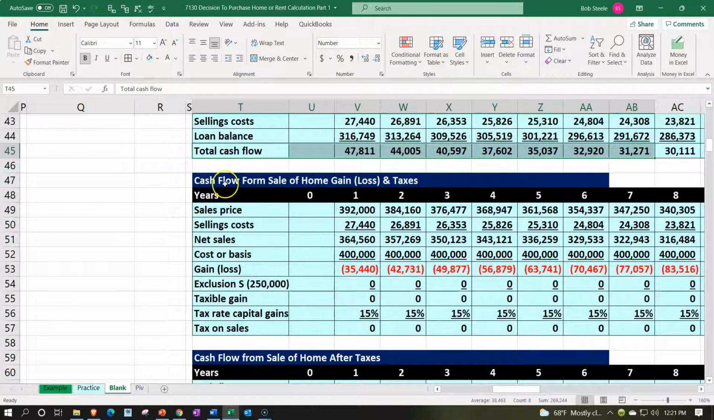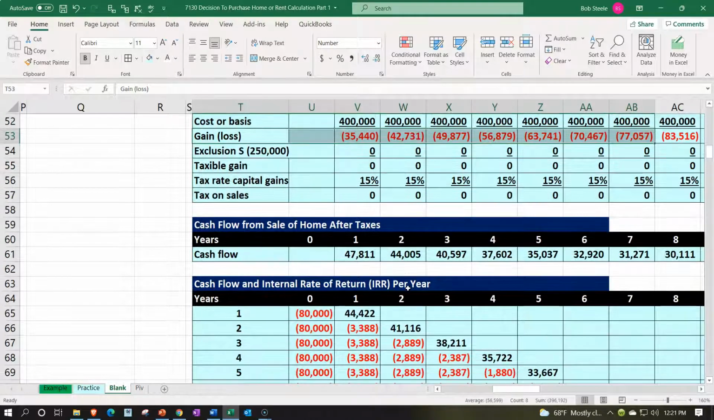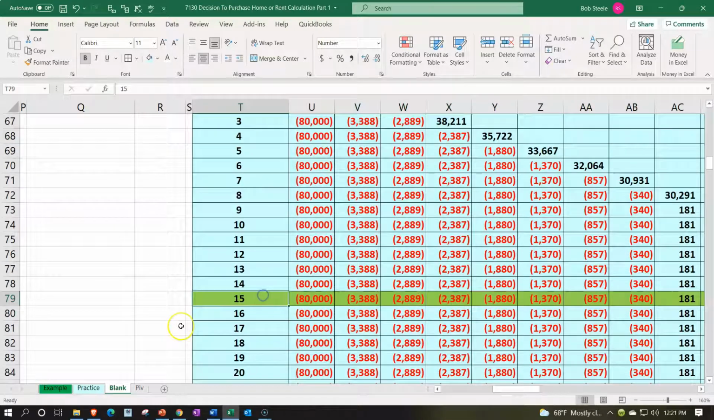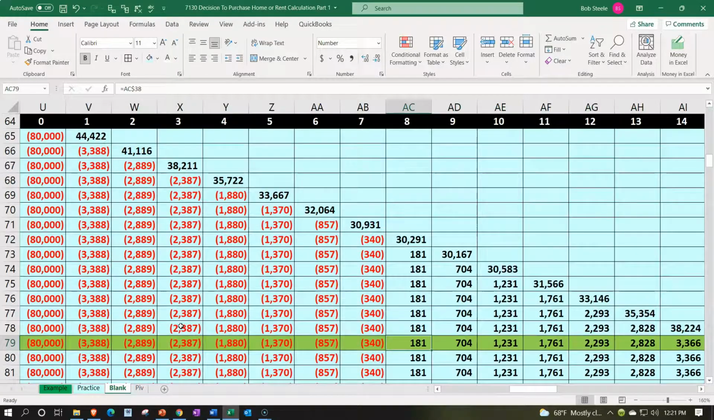And then we're not going to have any tax implications because we're going to have a loss instead of a gain. Therefore, no tax implications with regards to paying taxes on the gain for capital gains. Then we got the cash flow from the sale of the home after taxes. Here, looking at our table, let's just take a look at year 15 again. We had the $80,000 outflow. These are the net outflows over the renting. They flipped at year 8.